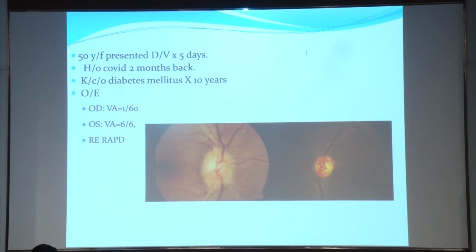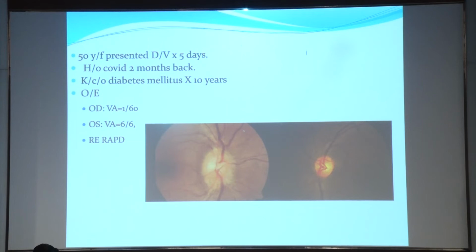So this is just a case to show that this lady presented with vision loss for 5 days. She has a history of COVID 2 months back and a history of diabetes for 10 years, and the visual acuity in the right eye was very poor. There was a right eye RAPD, and this was her fundus picture. You can see the disc edema was there in the left eye.